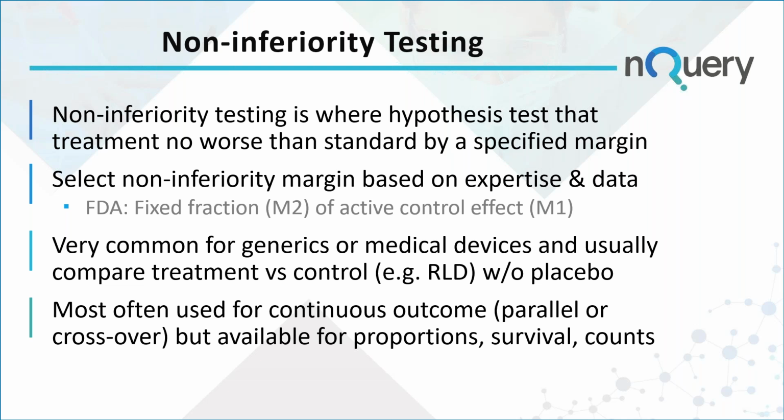So it's just a two-arm trial, typically with the control being a reference listed drug or similar, and usually placebo isn't included. We'll note that that will cause issues, and we'll talk about those in detail when we move on to three-arm trials later on in this section. Because non-inferiority testing is mostly just a slightly more complicated version of one-sided testing, it's relatively easy to extend to different types of designs like parallel or crossover, but also to different types of data such as proportions, survival, and counts.